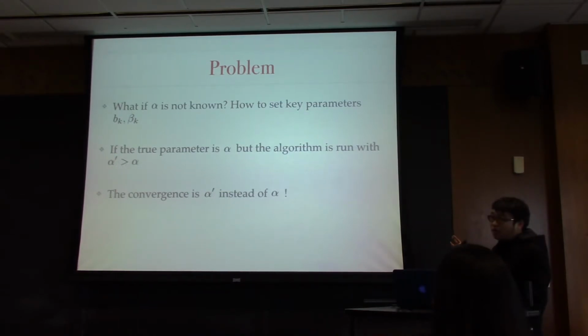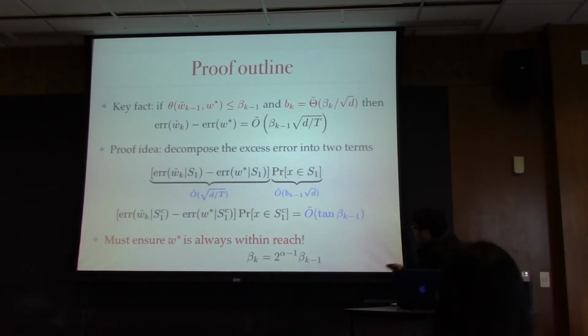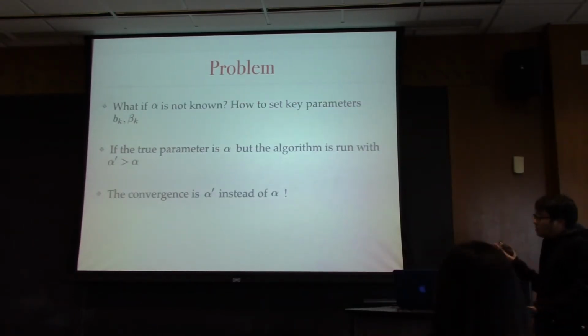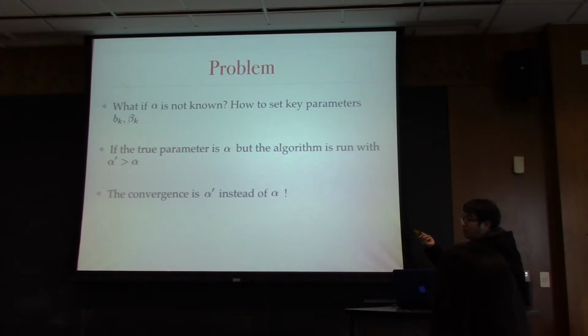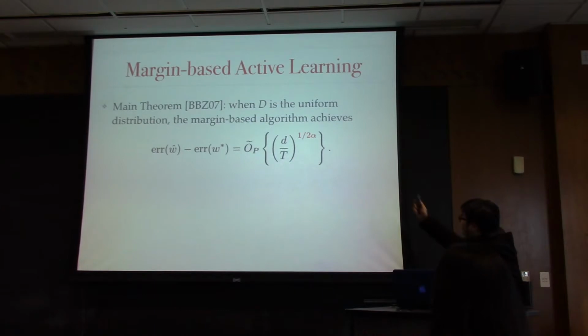And on the other hand, a very strange thing is if the true parameter alpha of your noise distribution is not known, but the algorithm runs with the setting of some larger TNC parameter alpha prime. So like if I shrink this beta k using alpha prime instead of alpha, then this algorithm still works. But this time, the error bound will be in terms of alpha prime instead of alpha. So the alpha here will be replaced by the alpha you actually put in your algorithm rather than the true alpha in your noise distribution.